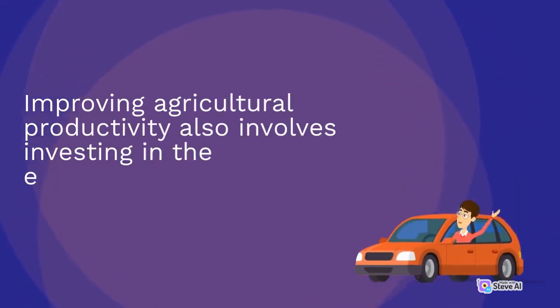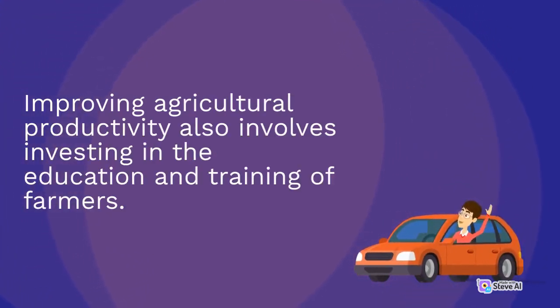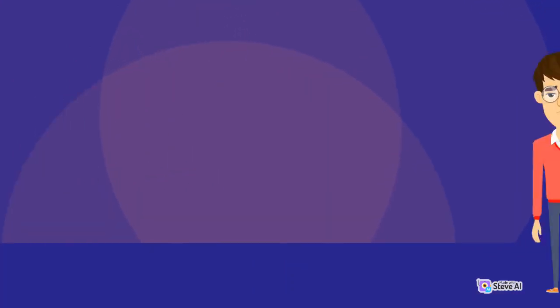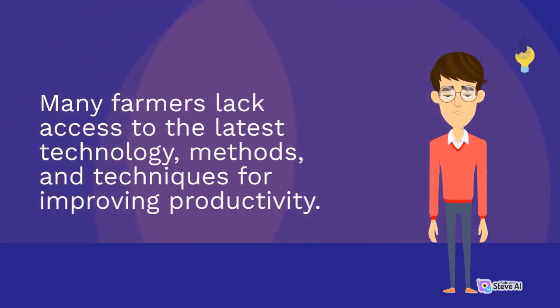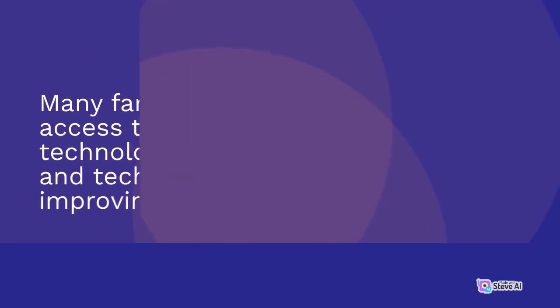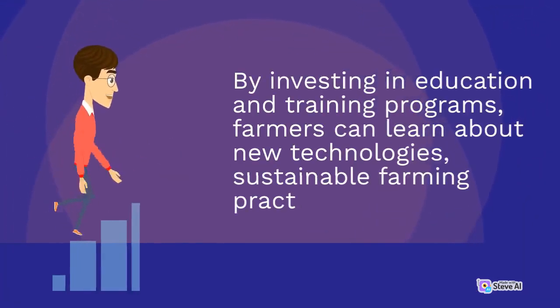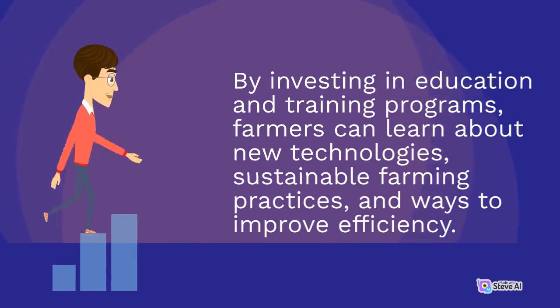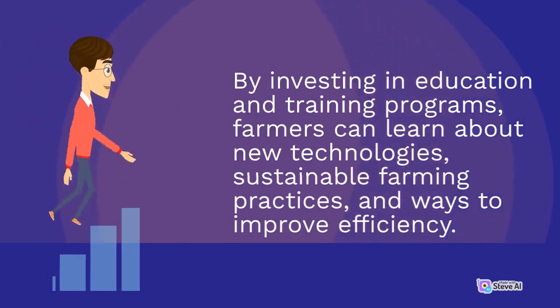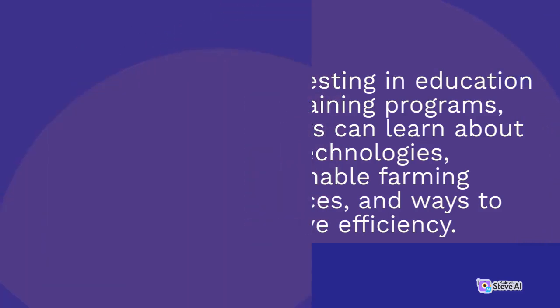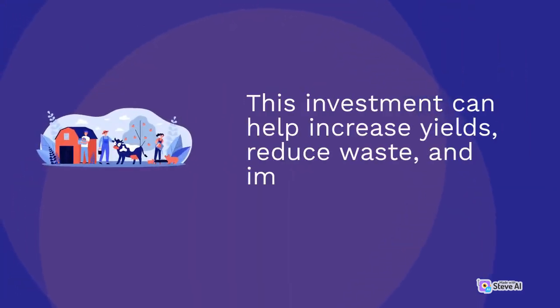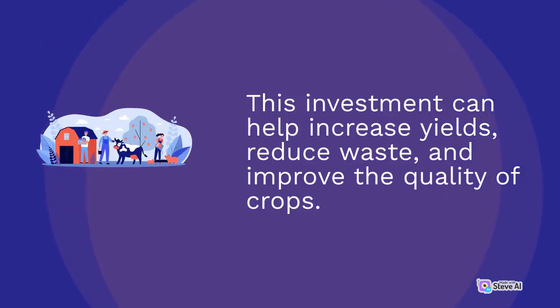Improving agricultural productivity also involves investing in the education and training of farmers. Many farmers lack access to the latest technology, methods, and techniques for improving productivity. By investing in education and training programs, farmers can learn about new technologies, sustainable farming practices, and ways to improve efficiency. This investment can help increase yields, reduce waste, and improve the quality of crops.